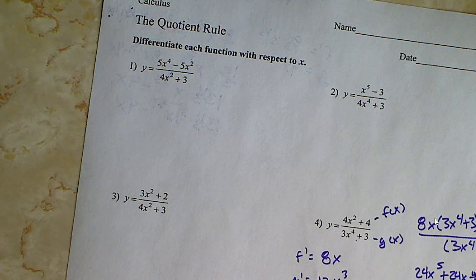Okay, so let's go through this. Well, hold on, let's go through it. So 4x squared plus 3, 20x to the third minus 10x.